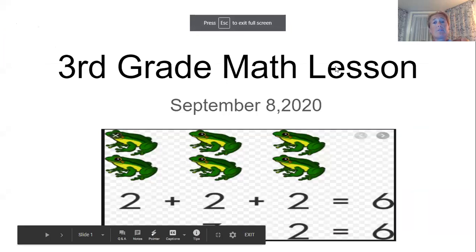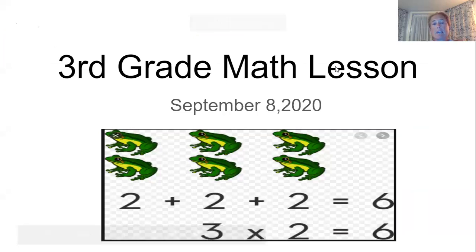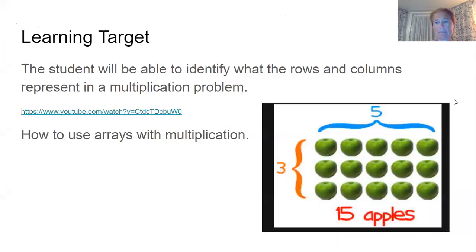Okay, so today, like I said, is September 8th, and we are working on multiplication and arrays. The learning target today is that the student will be able to identify what the rows and columns represent in a multiplication problem. Right here is an example of an array, much like the ones we will be working on today. But before we get started, I wanted you to watch a short video on how to use arrays with multiplication.